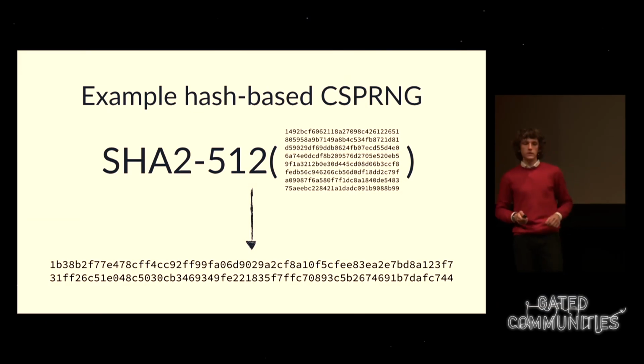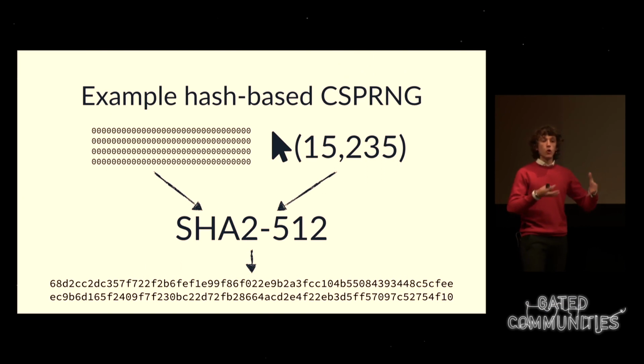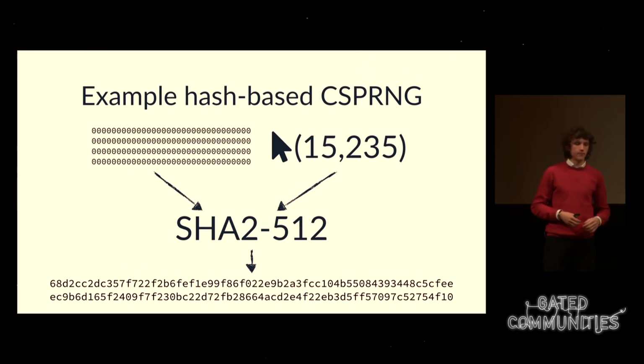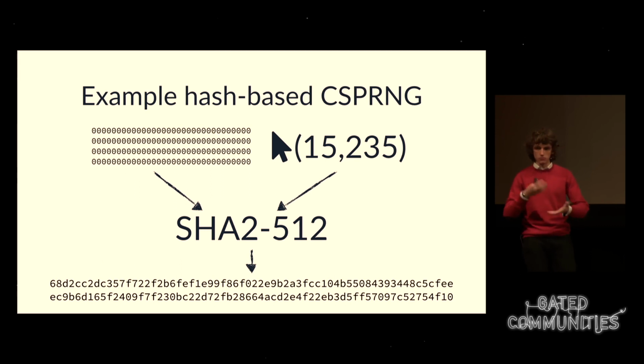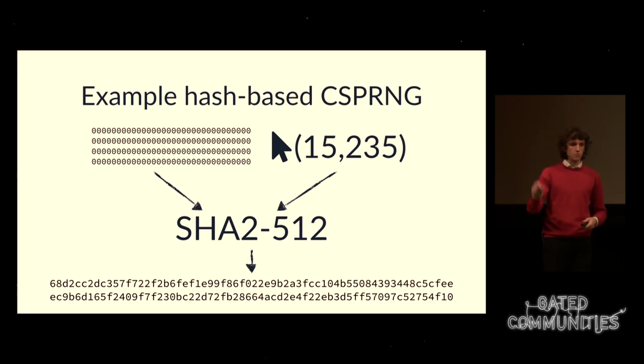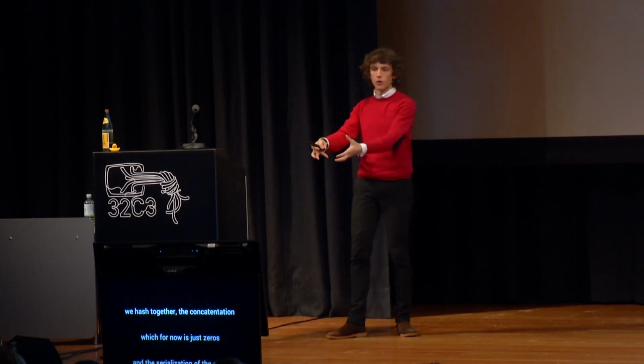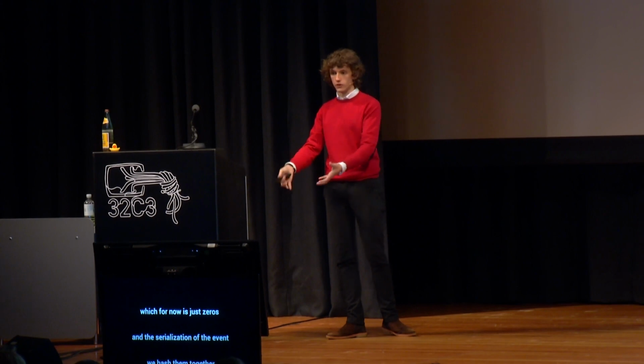So this is how it works. We start with a pool. We call pool an array of bytes, and we fill it with zeros to start. Then every time a new event comes in, for example, you move the mouse around, we take that event, we serialize it to some binary format, doesn't really matter. For example, mouse is at position 15,235. And we hash together, we hash the concatenation of our pool, which for now is just zeros, and the serialization of this event. We hash them together, we get an output, and that's our new value of the pool.